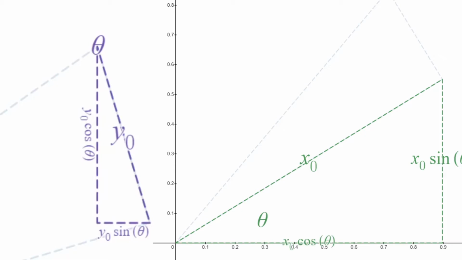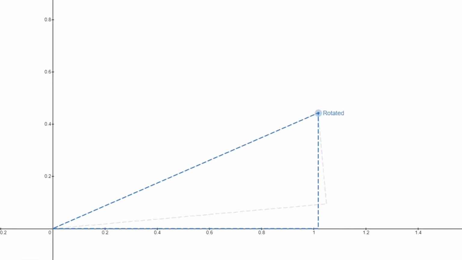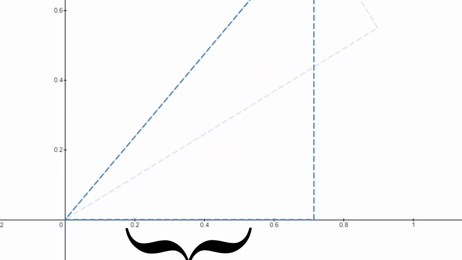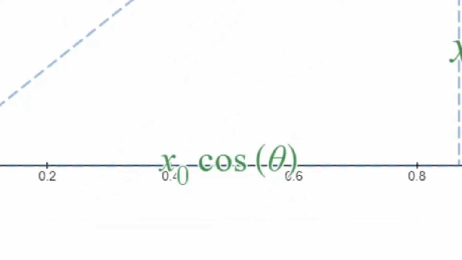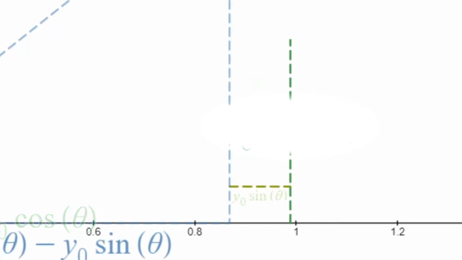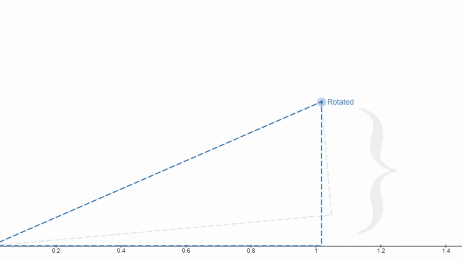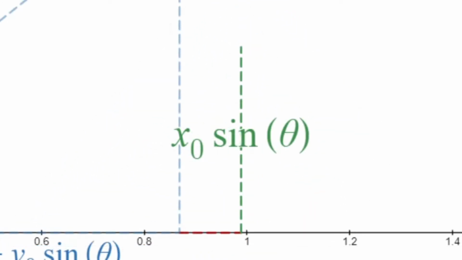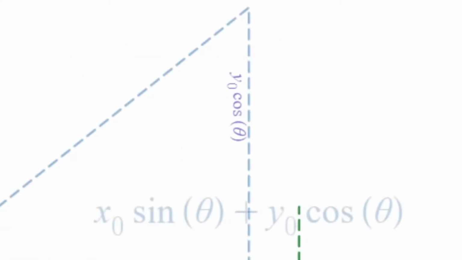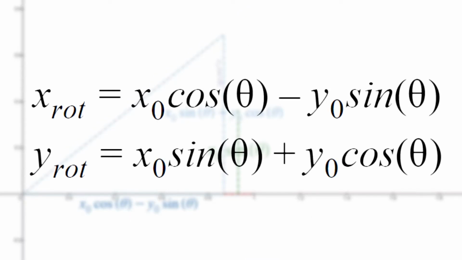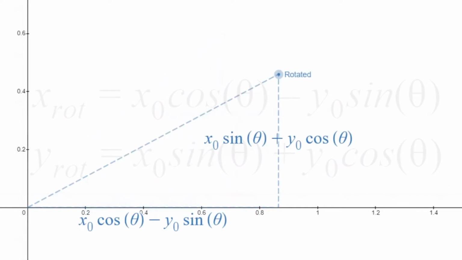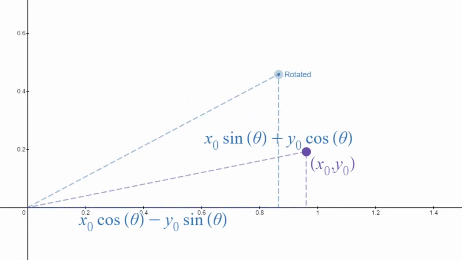With the length of the subtriangle's components defined, we can visually infer the measurement of the x and y of the rotated point. For the x component, the measurement is equivalent to the horizontal length xo cosine theta subtracted by the other horizontal length, which is yo sine theta. Similarly, the y component's measurement is equivalent to the vertical length of xo sine theta added to the other vertical length of yo cosine theta. Finally, we have evaluated the x and y of the rotated point, which is defined through these two expressions, where this pair of maths should work for any point in space.